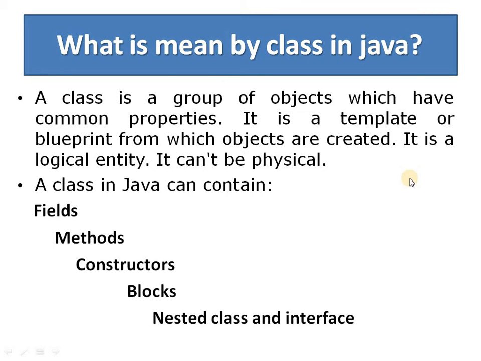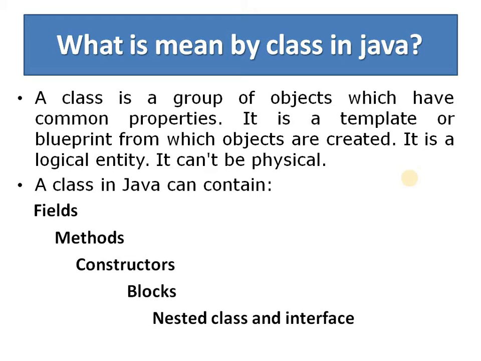What is meant by class in Java? Now I wrote here the definition of class. A class is a group of objects which have common properties. It is a template or blueprint from which objects are created. It is a logical entity, it can't be physical.